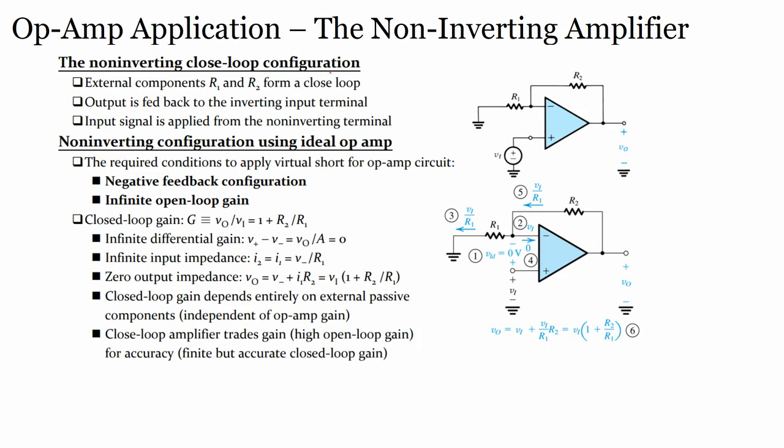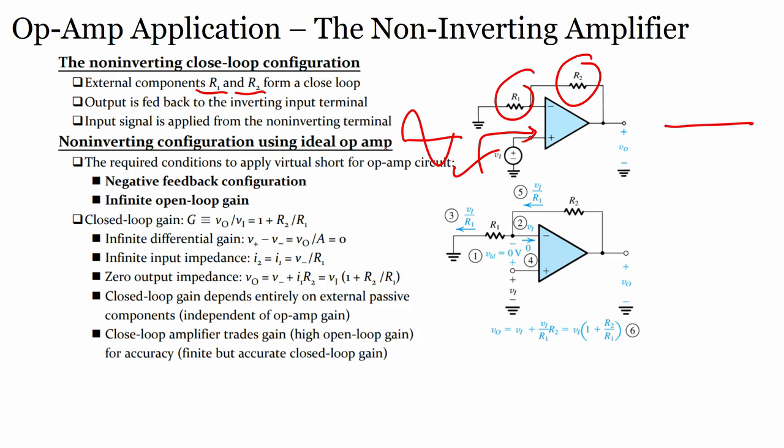So, non-inverting amplifier closed loop configuration, external components R1 and R2, right. R1 and R2 we have also used in the inverting amplifier. So, this is a non-inverting amplifier, that means the signal will go to the non-inverting terminal, and whatever signal we are giving here, we have to check the output voltage. Output is fed back to the inverting terminal, this is here. Input signal is applied to the non-inverting terminal, which is this one.